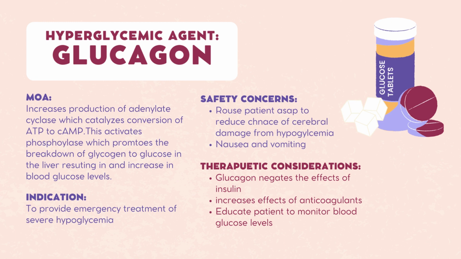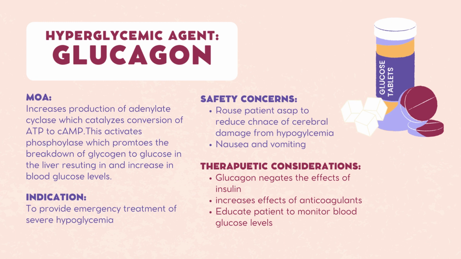Now, exactly how the hyperglycemic agent glucagon works is by increasing the production of adenylate cyclase, which then causes a conversion of ATP to cAMP. This activates phospholipase, which promotes the breakdown of glycogen into glucose in the liver, and this results in an increase in glucose in the blood.